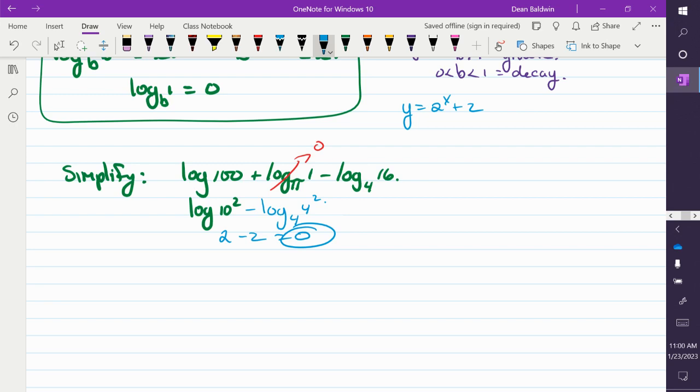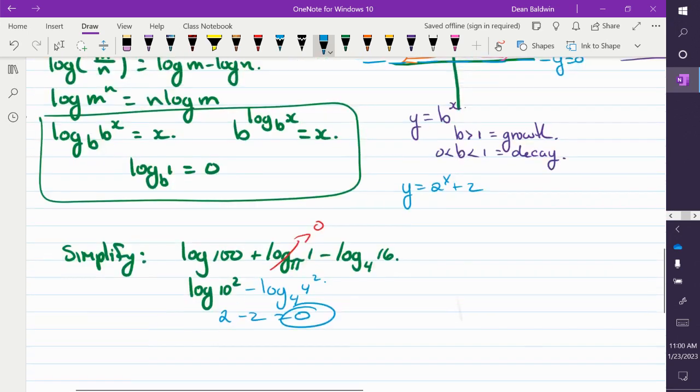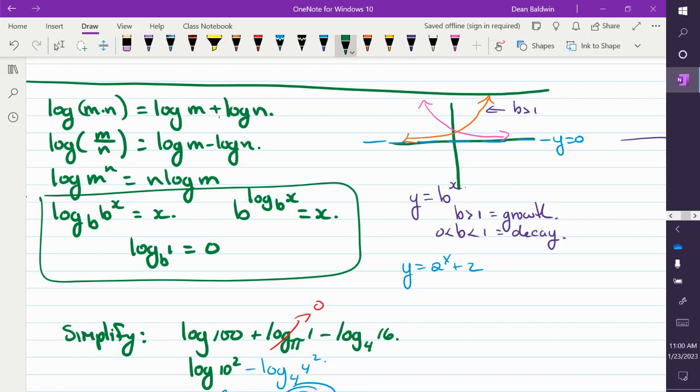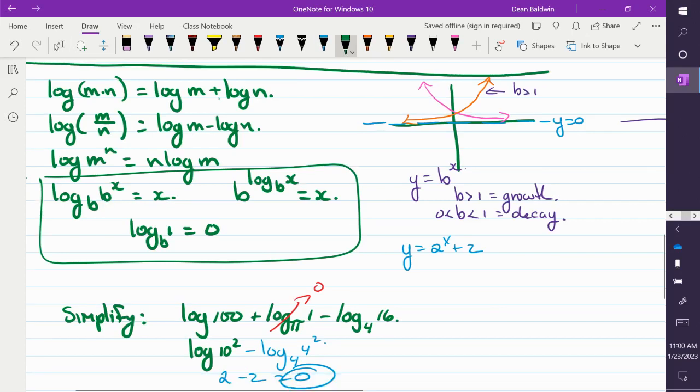And the reason we did it that way and not putting them together is: why can't we put them together? They have different bases. Oh, I forgot a log rule, didn't I? Change of base rule. Does anybody remember? Well, I guess it's on your sheet. You remember the change of base rule?